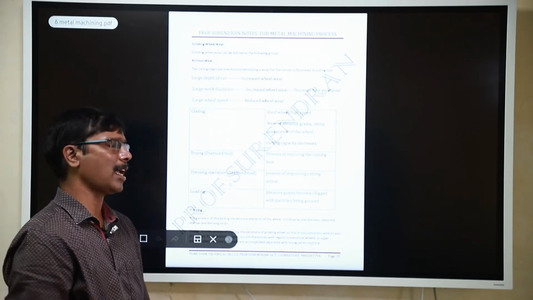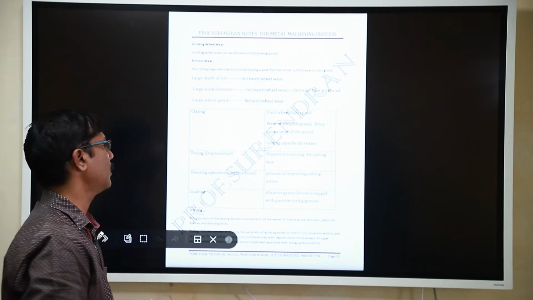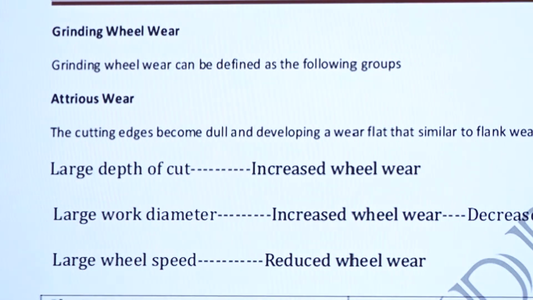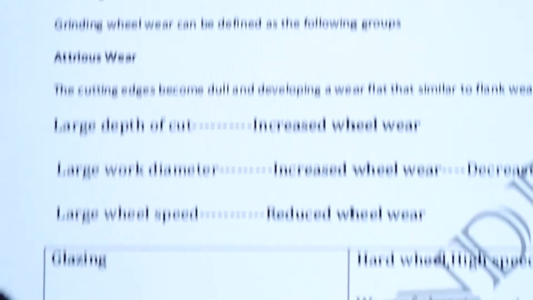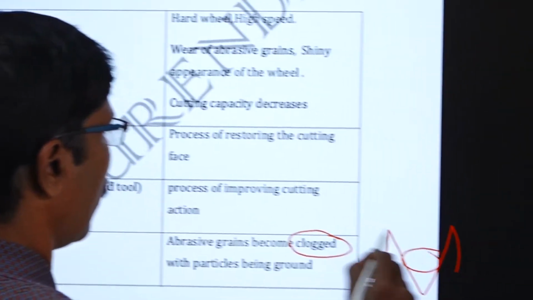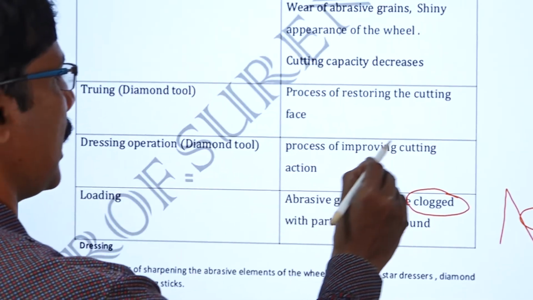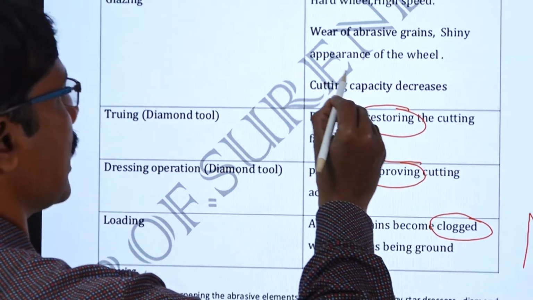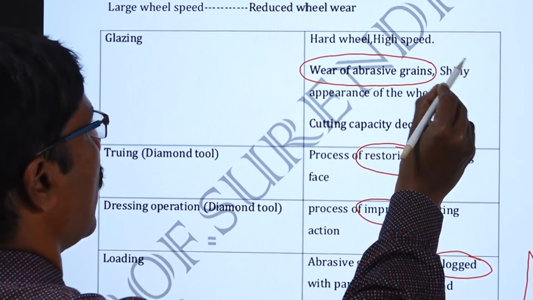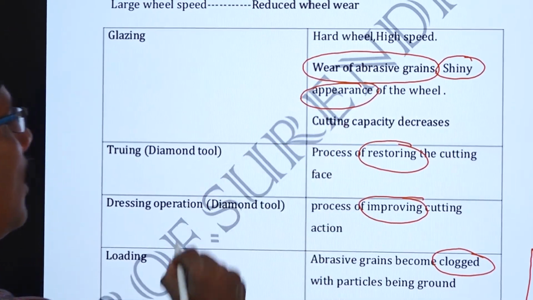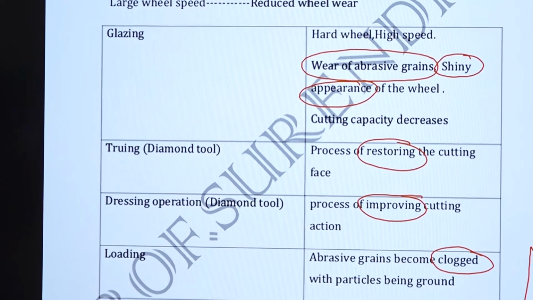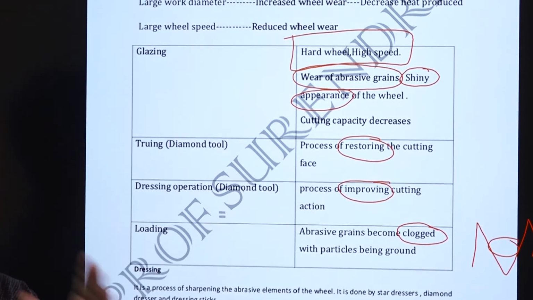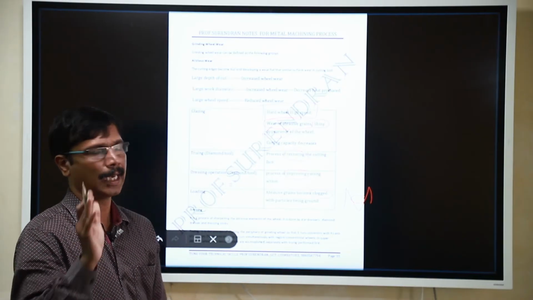Next, we have the phenomena for the grinding wheel: glazing, truing, dressing, and loading. Loading is clogging, where particles get clogged in between the grains. Dressing is improving the cutting action, truing is restoring the cutting action, and glazing is the wear of abrasive grains and the shiny appearance of the wheel. Because of glazing, cutting capacity decreases. Glazing occurs when we have a hard wheel and high speed.